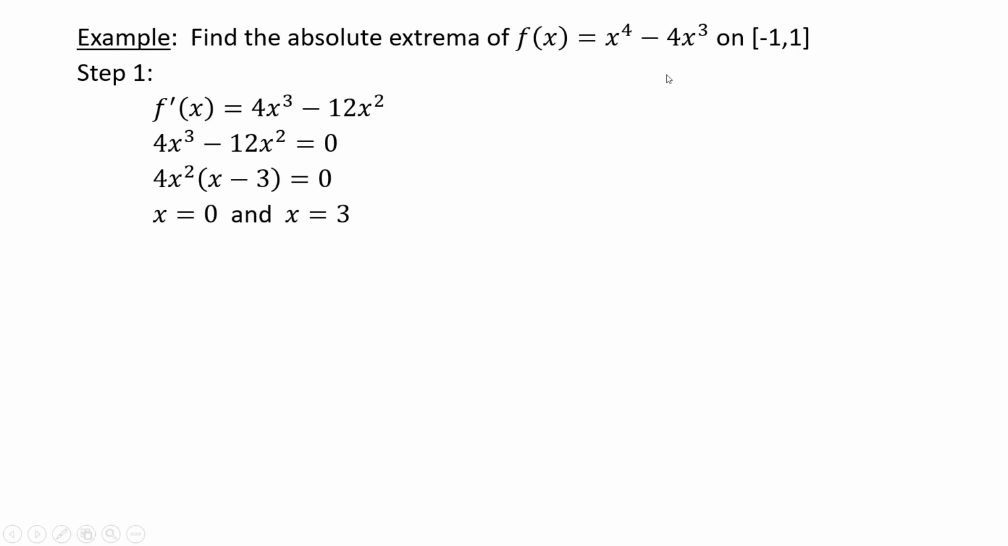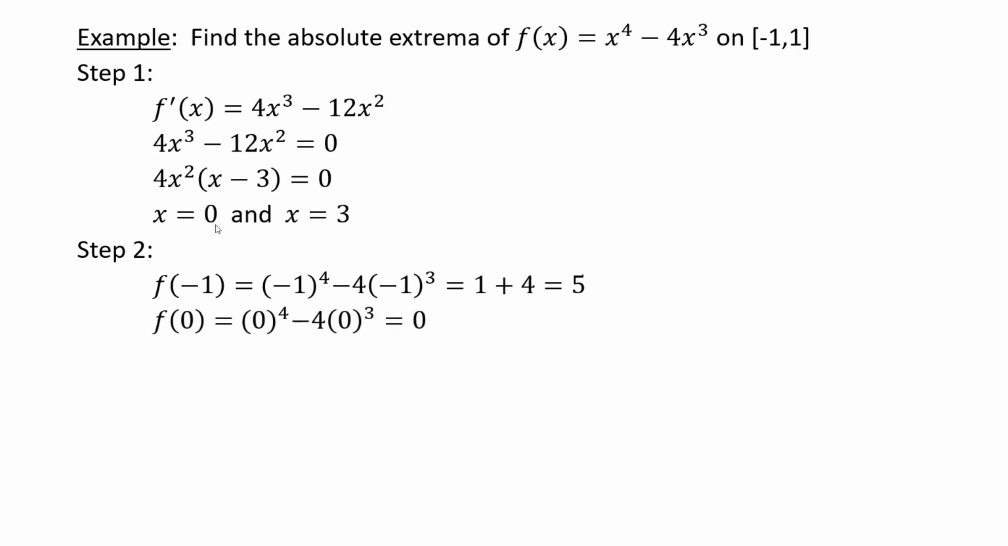But notice, I'm looking for the absolute maximum and the absolute minimum between negative 1 and 1. 3 doesn't fit, so we throw it away. We just ignore it. And we're just going to look at 0. So when I do step 2, I'm going to plug in negative 1, I'm going to plug in 0, and I'm going to plug in 1. I'm not going to plug in 3 because 3 does not fit in my interval. Now, looking at these values I got out, I get 5, 0, and negative 3.